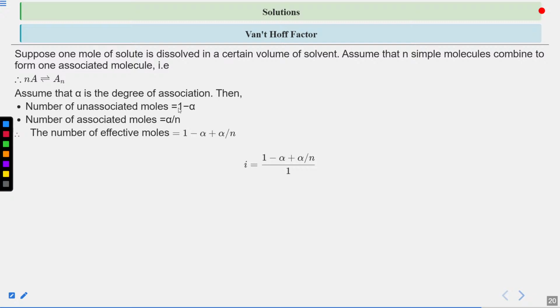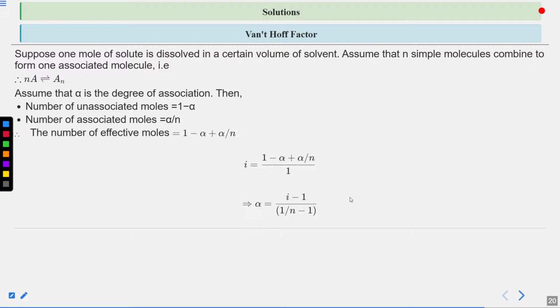Then what is the value of i? So we have seen the formula for i: total number of particles after association divided by total number of particles before association. So before association there was one particle only. Now we have 1 minus alpha plus alpha by n. So this is the value of i. If you rearrange it, you will get alpha is equal to (i minus 1) by (1/n minus 1).